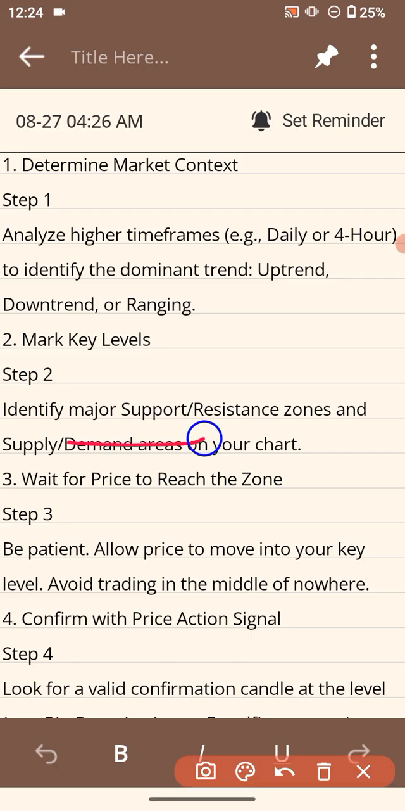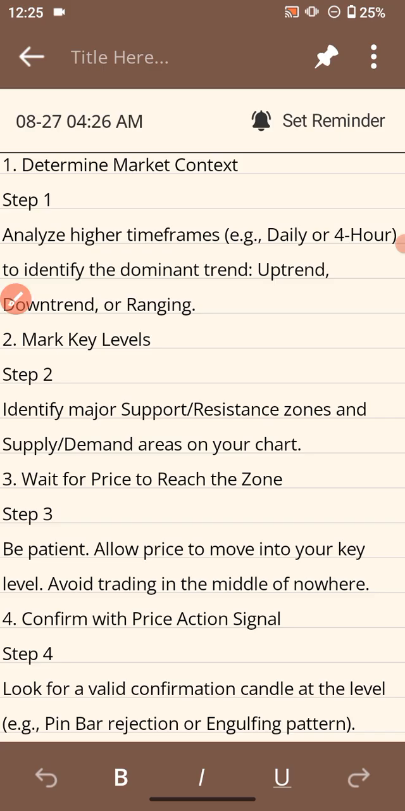We were told to identify major support and resistance zones, supply and demand on our chart, and then we wait for price to reach the zone. And step 3, we're going to be patient and allow price to move into our key level and avoid trading in the middle of nowhere. We're going to confirm our entry with a price action signal, and then we use the confirmation candle to enter. So these are the different things we are told to do right now.